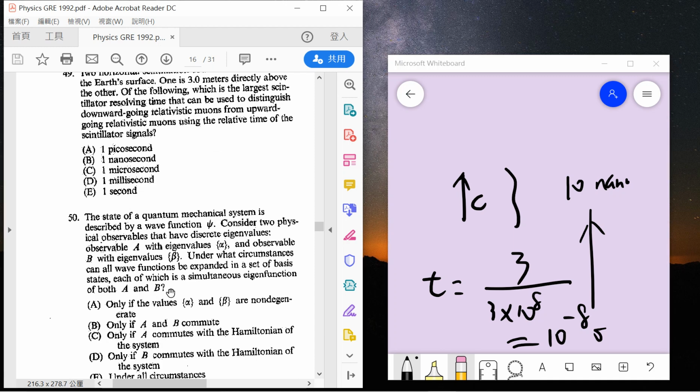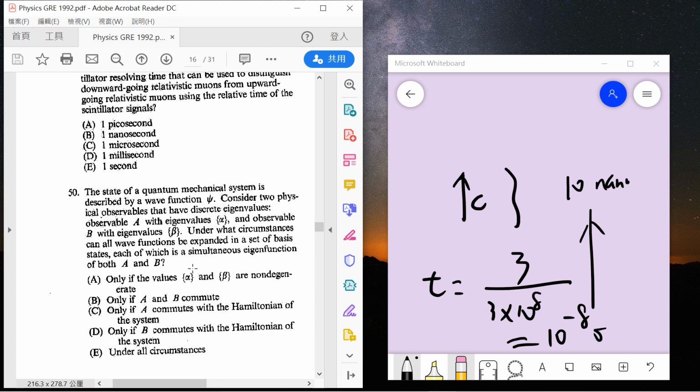Okay, so 50. Actually, I don't have much to say. It asks about what set contains a wave function expanded on a basis, each of which has simultaneous eigenvalues of A and B. So you already learned that if A and B commute, they have simultaneous eigenvectors, sorry, not eigenvalues. They have simultaneous eigenvectors. So the answer is B. Only if A and B commute. This is basic linear algebra.